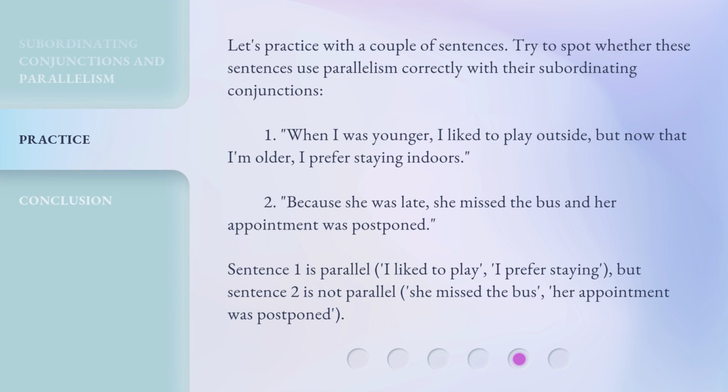Let's practice with a couple of sentences. Try to spot whether these sentences use parallelism correctly with their subordinating conjunctions. 1. When I was younger, I liked to play outside, but now that I'm older, I prefer staying indoors. 2. Because she was late, she missed the bus and her appointment was postponed. Sentence 1 is parallel. I like to play, I prefer staying. But sentence 2 is not parallel. She missed the bus, her appointment was postponed.